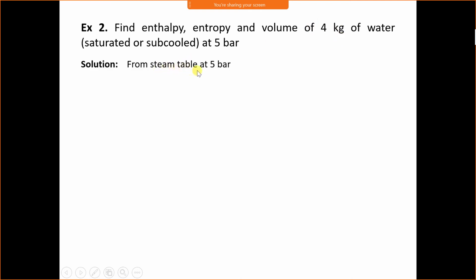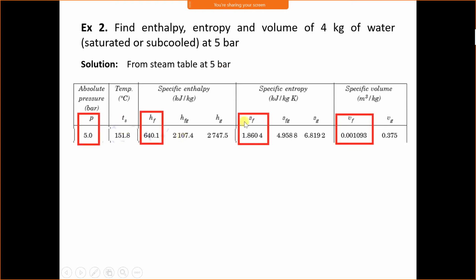From steam table at 5 bar. I have taken a snapshot of the steam table for 5 bar. For pressure, we have to go to table number 2 and check for pressure 5 bar. In table number 2, the first column is pressure. It means you will get values related to the 5 bar pressure.